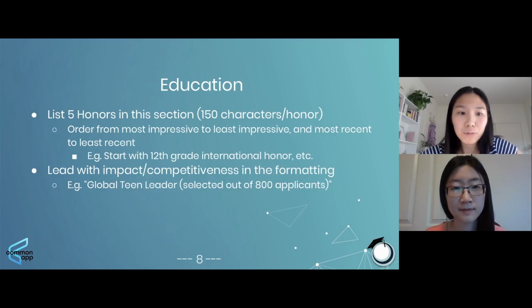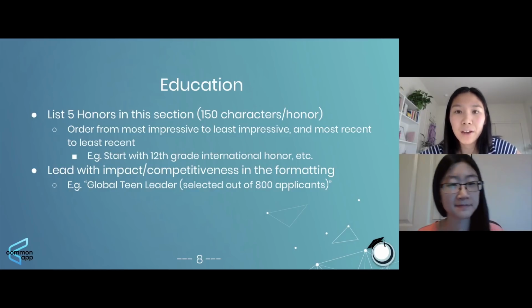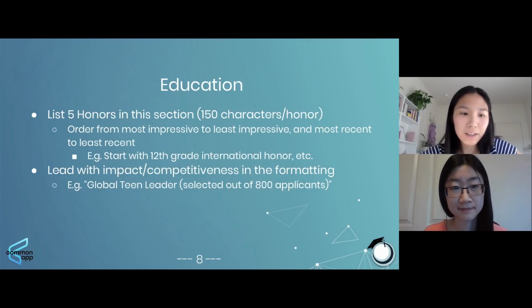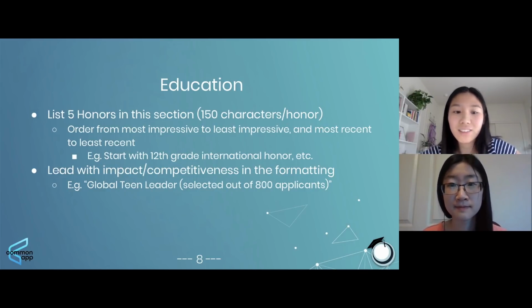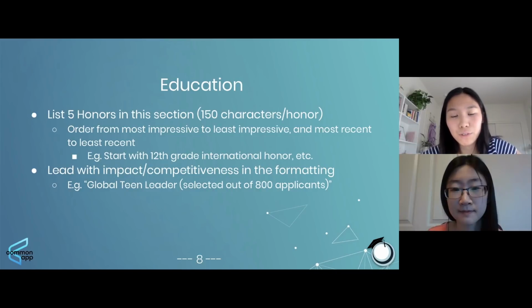You also want to lead with impact and competitiveness in the formatting. So you only get 150 characters to put down in every honor. So something that will lead with impact is something like "Global Teen Leader (selected out of 800 applicants)." So that gives the admissions officer a little bit of context about what the award actually is if they've never heard of it before. And it also helps them see that you won this thing that was pretty competitive.